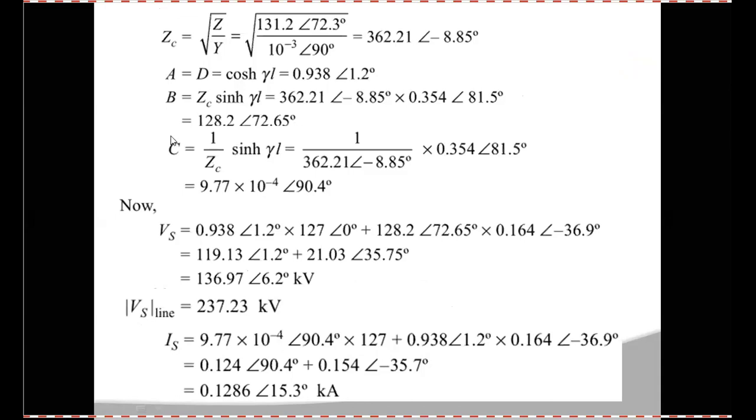So you substitute those two values, then you will get the B parameter as 128.2 at an angle of 72.65 degrees. Okay, in a similar manner, you calculate the C. C value is 1 by ZC sinh gamma L. Again, you substitute the value of ZC and sinh gamma L in this equation. You will get the constant C as 9.77 into 10 power minus 4, which is at an angle of 90.4 degrees. So now you have got all the ABCD parameters of the transmission line.